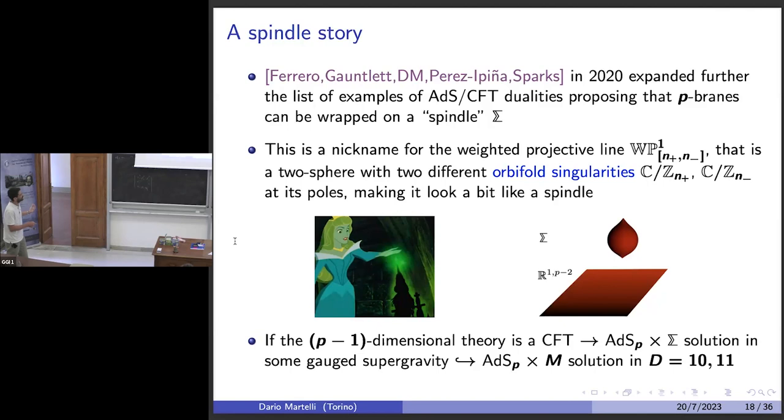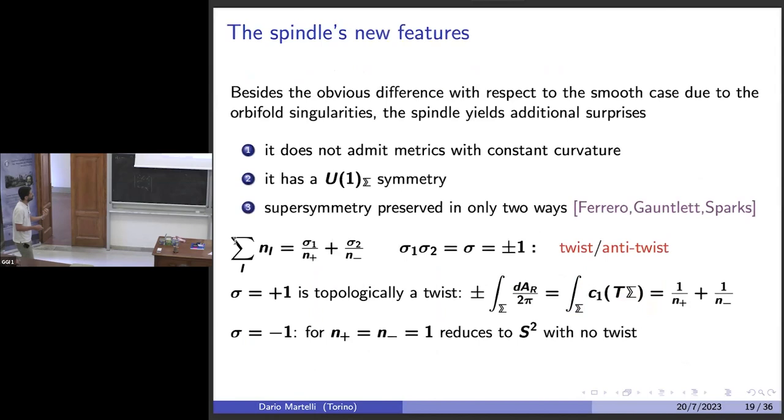It's a weighted projective space, which you can think of as a two-sphere with two orbifold singularities, which then looks a bit like that. And in some literature it is called a spindle, or football, or whatever you want. So you can repeat this old story now, fast forward 20 years later, and instead of a nice smooth Riemann surface with the genus that you want, you take this object, which has genus zero but has these two orbifold singularities, and that leads to some interesting new physics and also some interesting mathematical aspects.